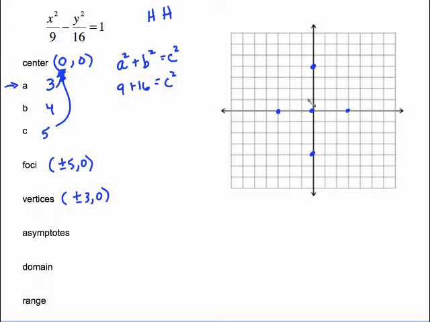So let's put those on the graph. A foci of positive 5 is right here. A focus of negative 5 is right here. Vertices, we already have them on there, 3 and negative 3.